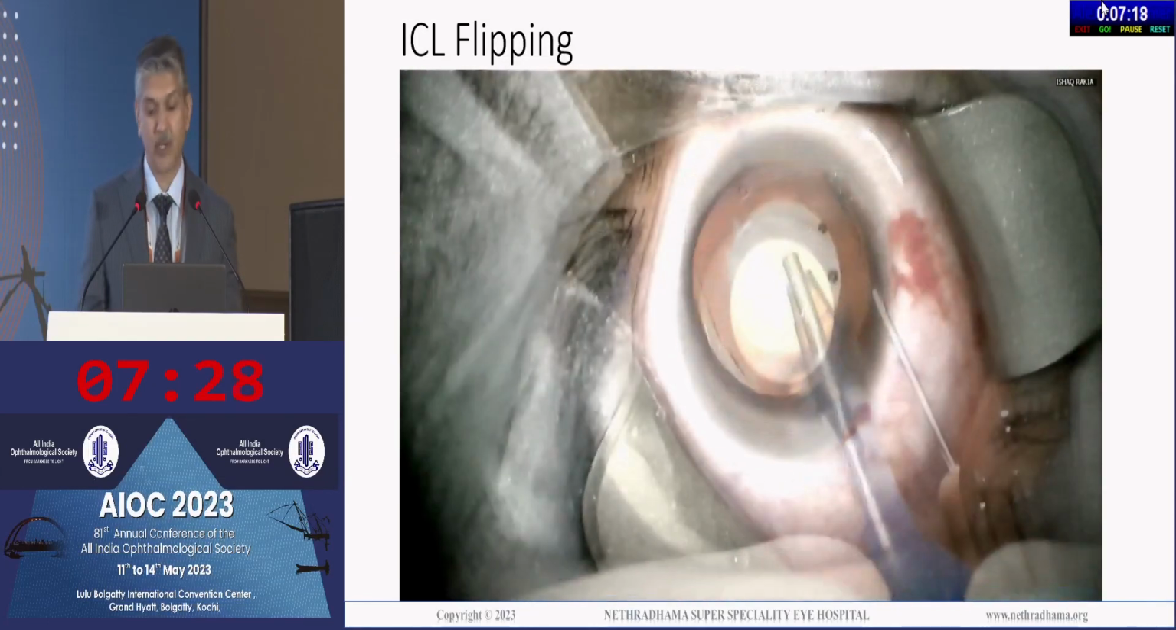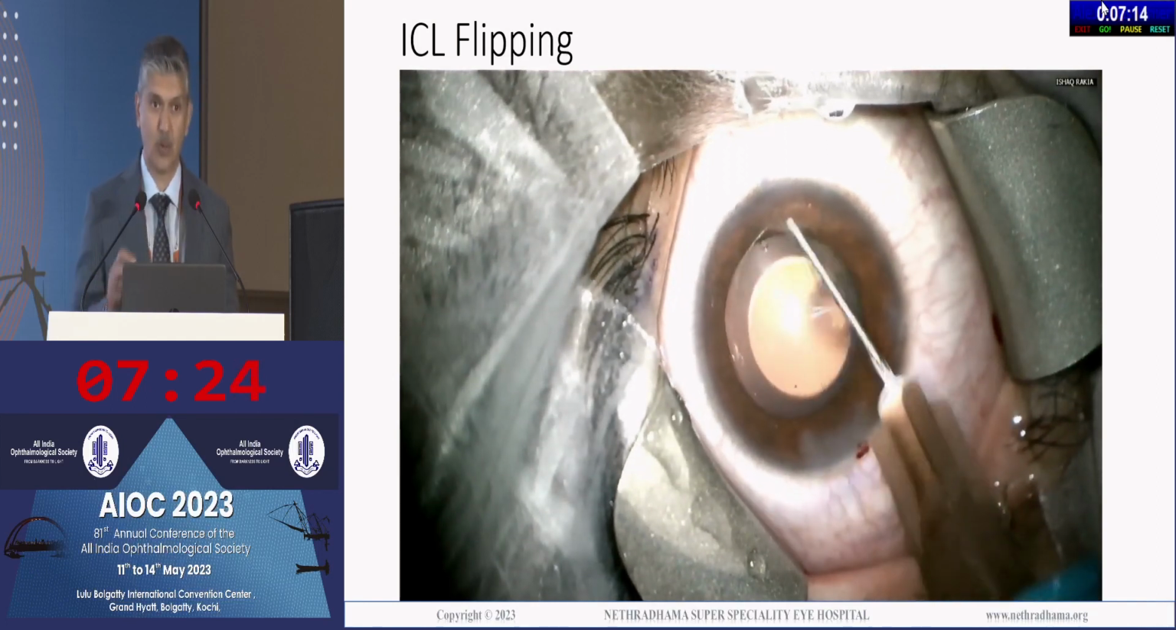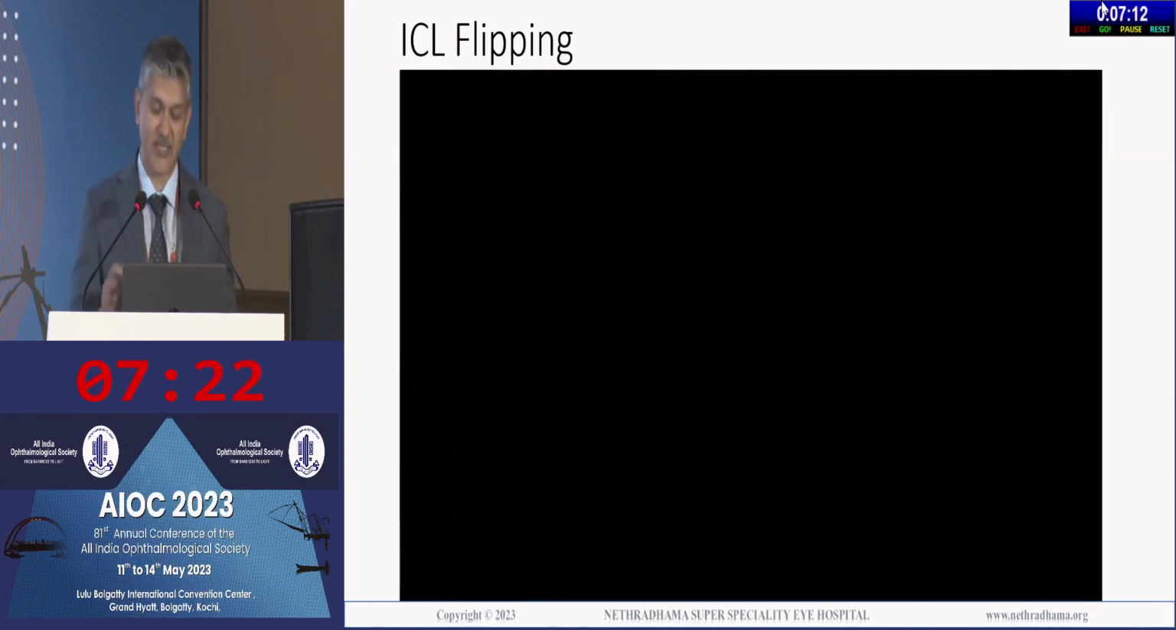It's very important to look at the landmarks, and for the ICL, the leading haptic, the hole has to be on the left side, right side, and the trailing haptic on the left side.